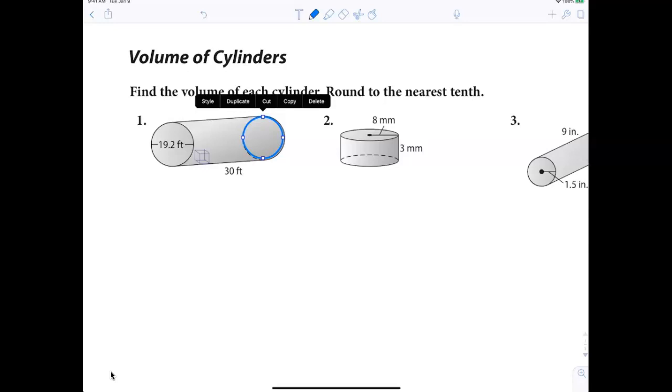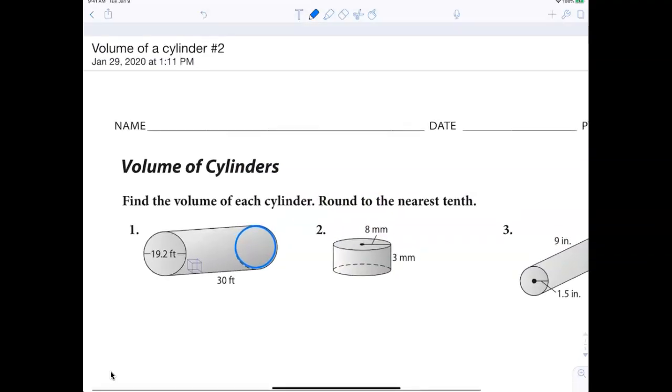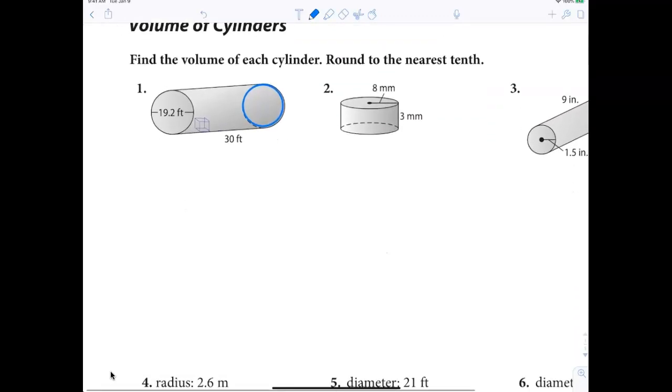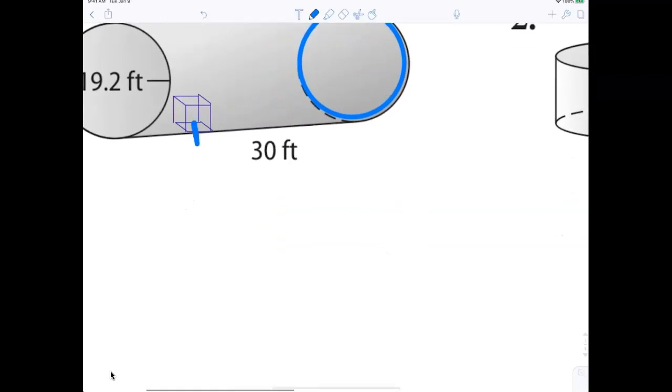Now, from Thursday, can anybody tell me what the formula is for the volume of a prism? That's right. Volume is equal to capital B, capital H. And capital B simply stands for what? Area of the base. Now, I also tried to draw for you in here a cube. When you're trying to find volume, you're trying to find the number of cubes that fit into that shape. That's what we're trying to do.